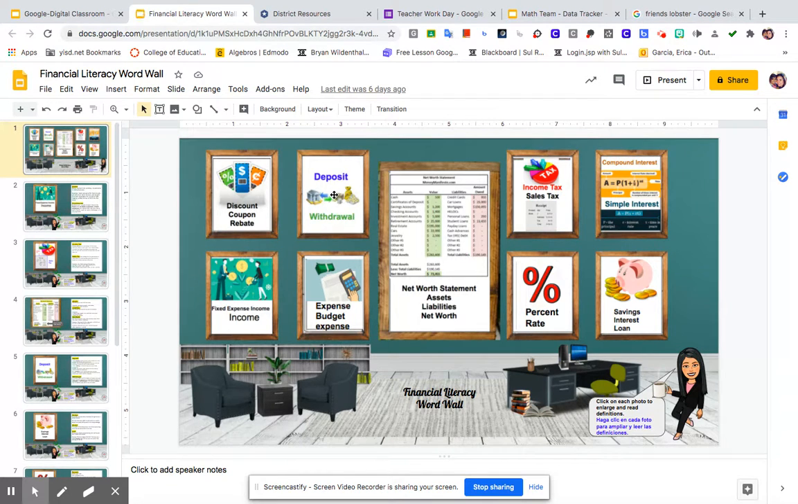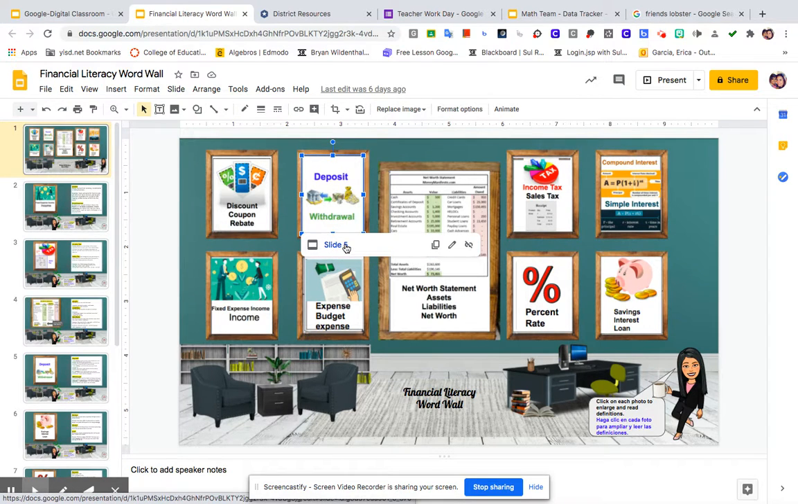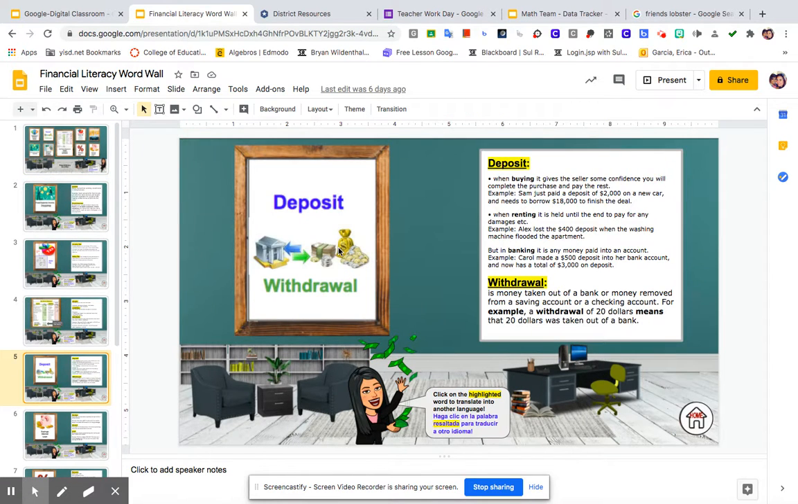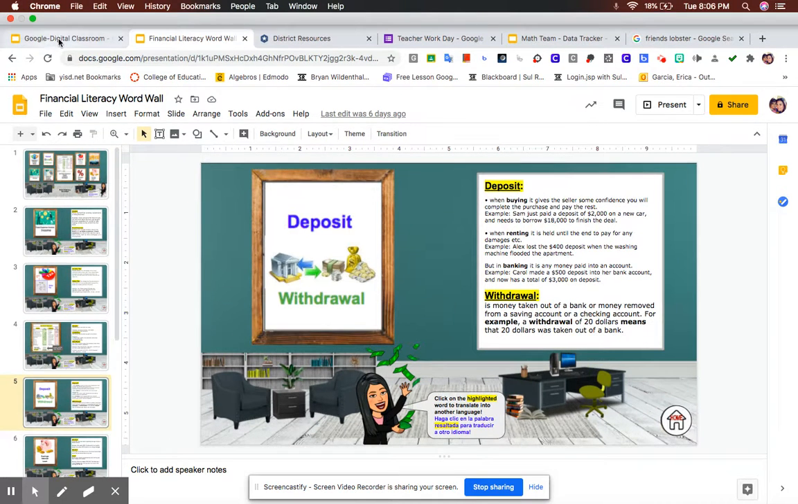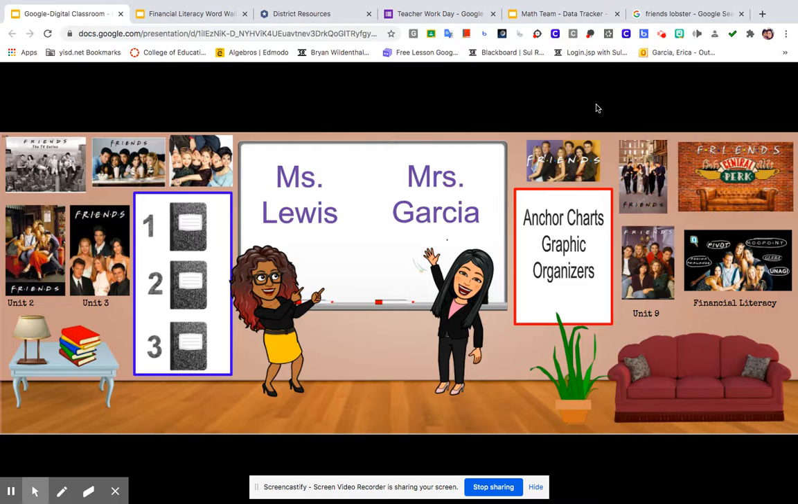I will click on that actual frame and you'll see this pop up and it'll tell me slide 5. Now you can go and click on slide 5, or if you click here, it'll actually take you directly to slide 5. And on slide 5, you will have a definition of each of the terms. And if you click on the highlighted portion, it will take you to the translated term and definition. Okay, so we're going to go back to our digital classroom. And so that has to do with the posters.